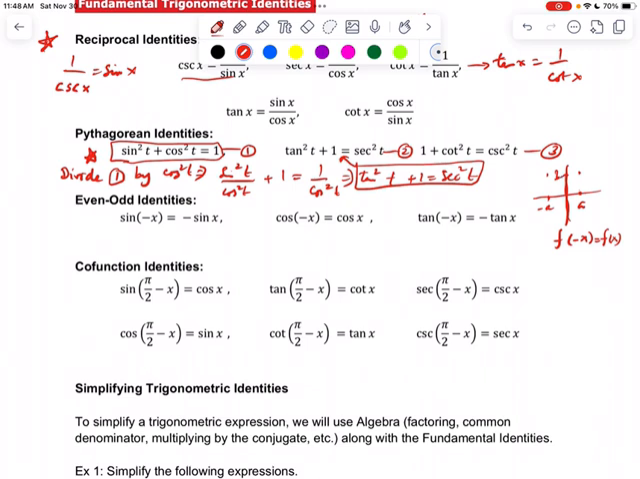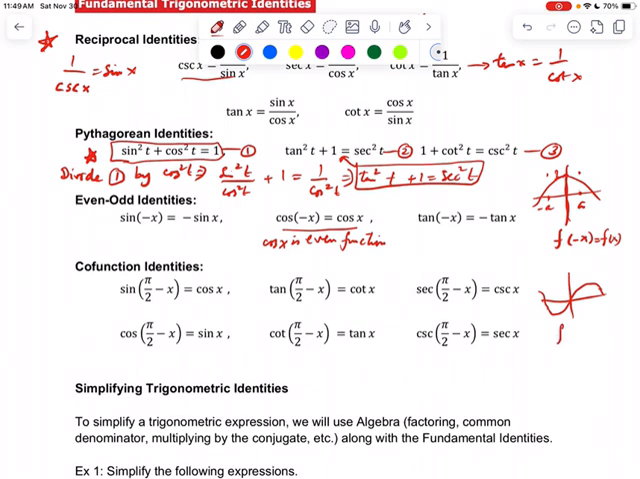So for example, if you recall the cosine function, it goes like this. It is symmetric about the y-axis, so this is an even function. Which means cosine of negative x is equal to cosine x. So we say cosine x is an even function. But if we have a situation where we have sine x, sine x, if you notice, was like this. So we say it is symmetric about the origin.